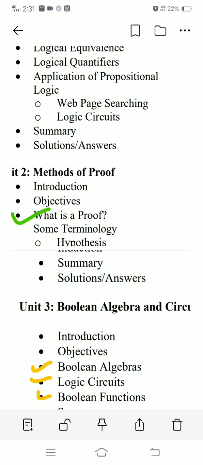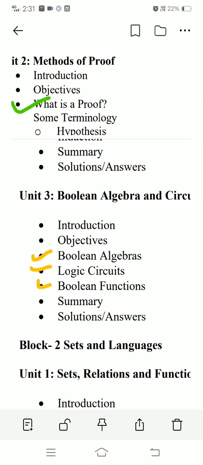And method of proof. What is a proof? This will be asked in 5-mark or 2-mark questions. And then Boolean algebra. It's very important. You should look at the logic circuits and all. The Boolean algebra and Boolean function, logic circuit.